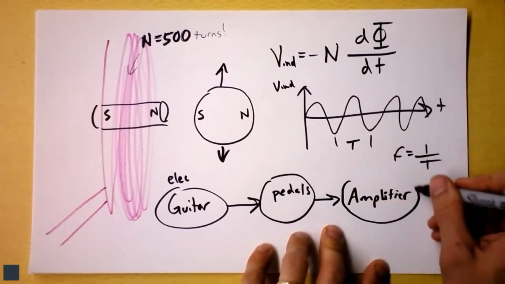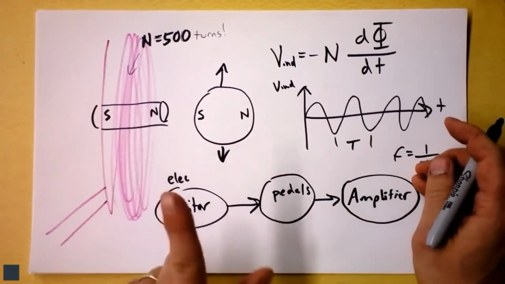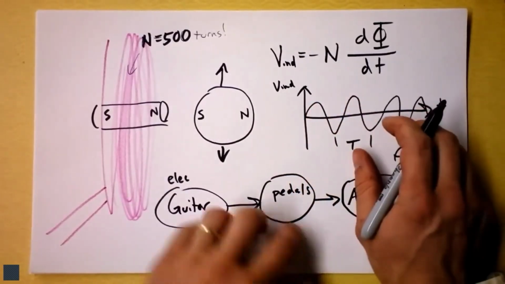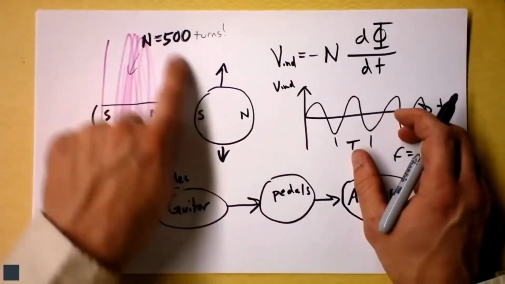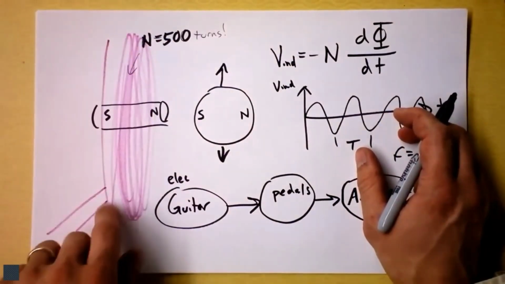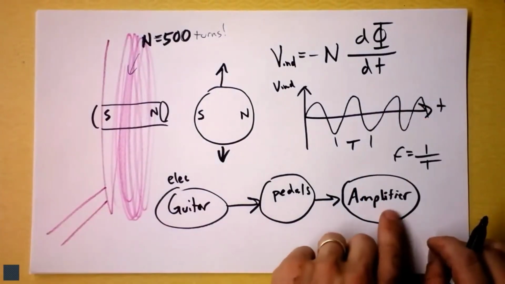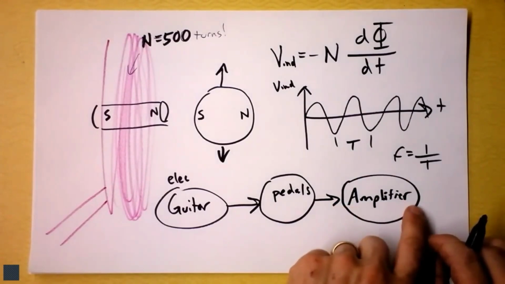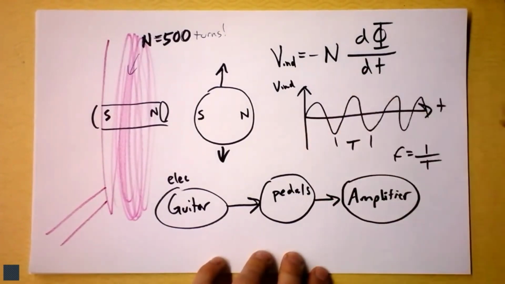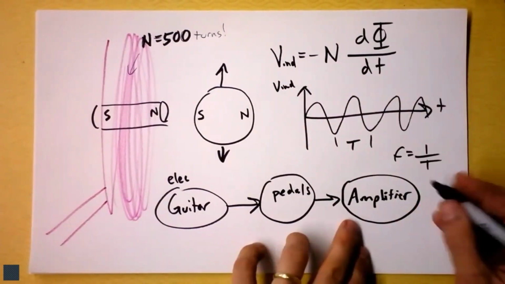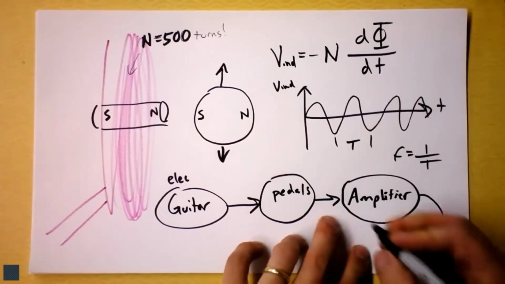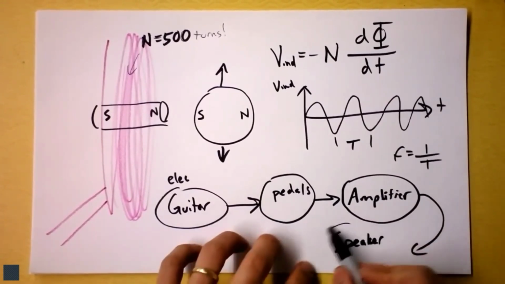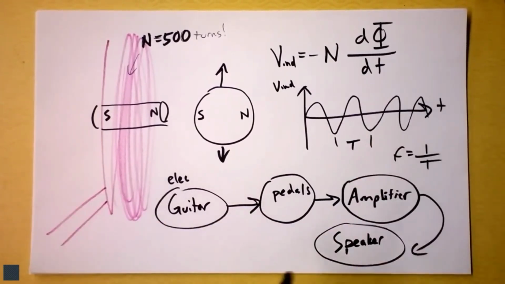These guys are going to make your sound louder. Not your sound, I should say your signal. So they're going to take a small induced voltage, and even though there are 500 turns or so here, we're going to say that this voltage is rather small, probably in the millivolt range. And they're going to make it in the volt range. They'll make a much, much larger voltage change coming out of the amplifier. Then the amplifier will send the signal to a speaker, if it's not being recorded. We'll talk about speakers in just a minute.